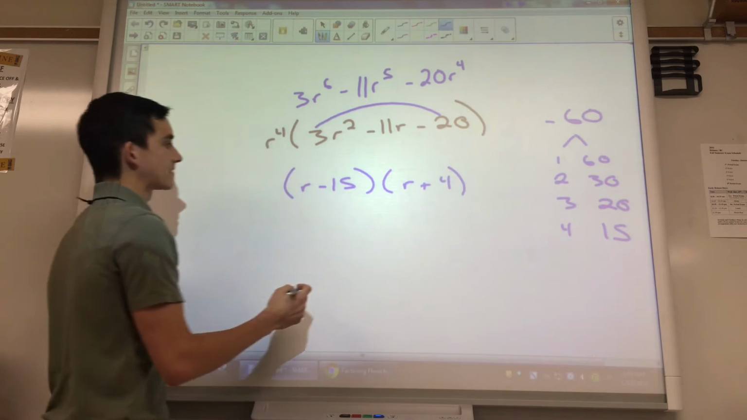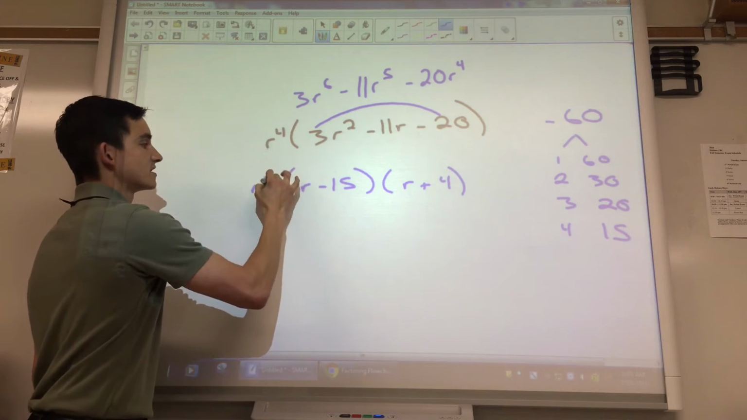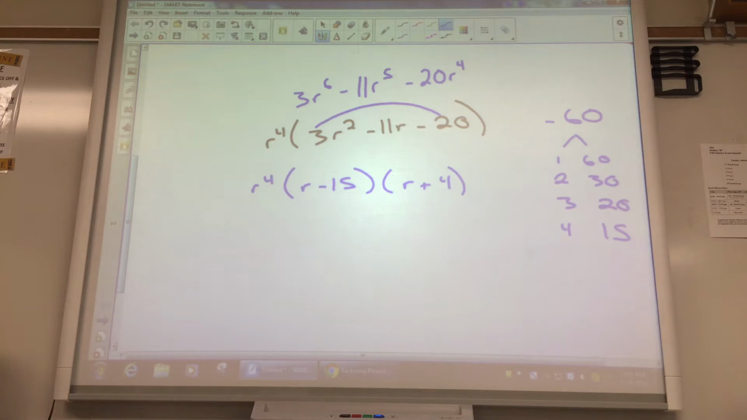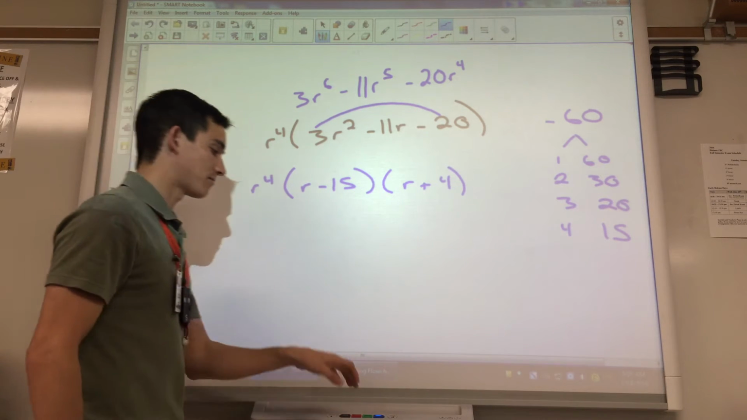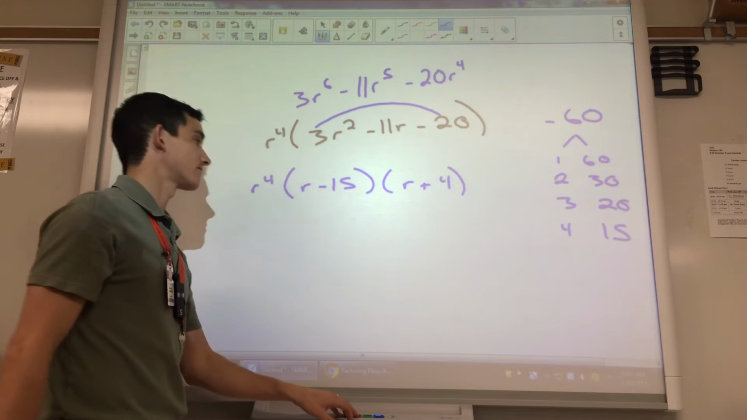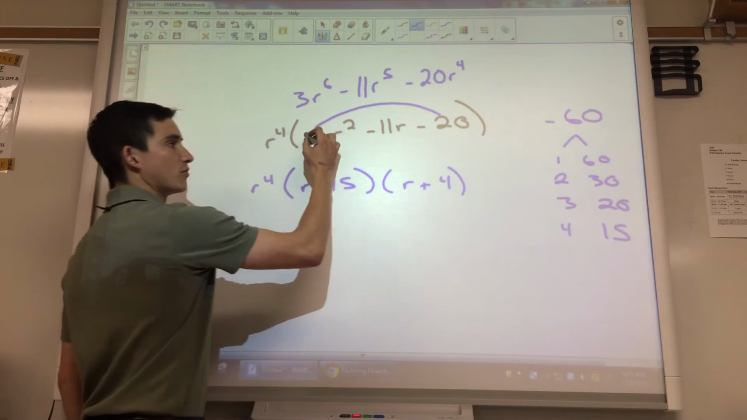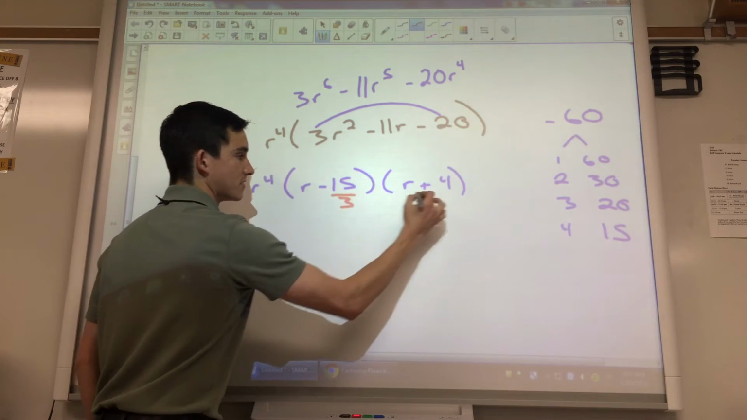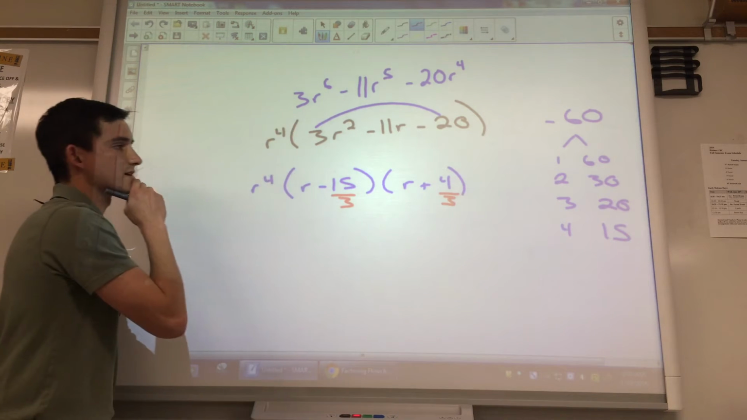Now I said something like this because, anybody remember what it's missing? Yeah, you got to divide by what? By what number? 3. Okay. So make sure because you multiplied that negative 20 by 3, you actually have to remember to divide by 3 right here, okay?